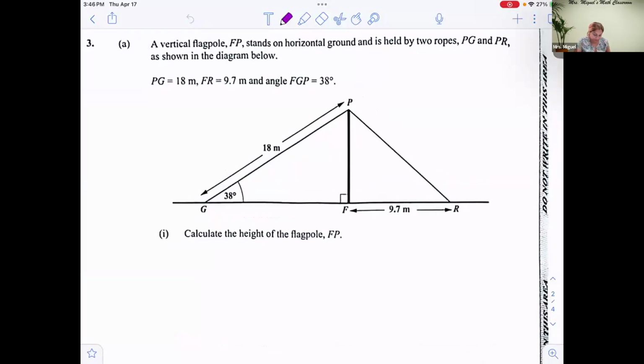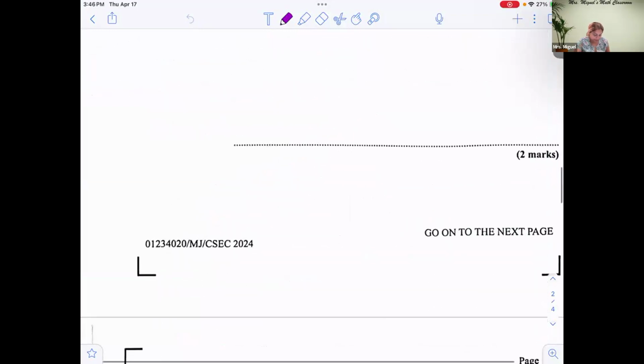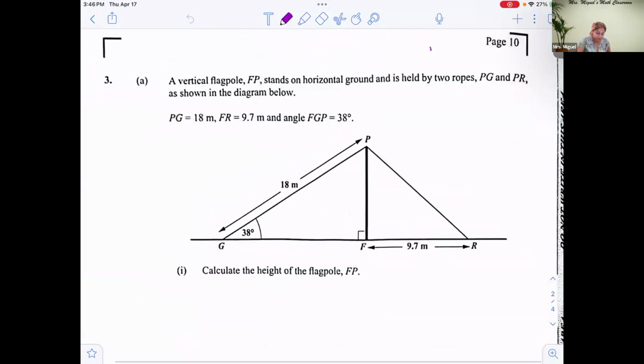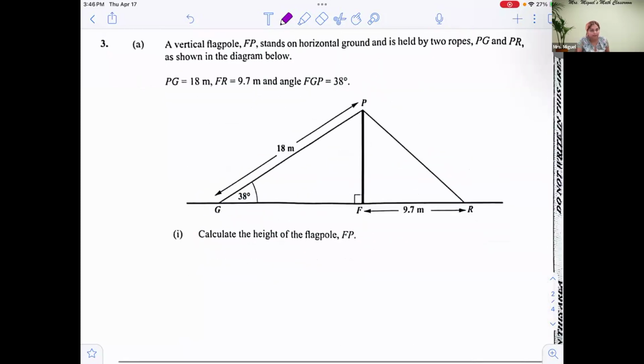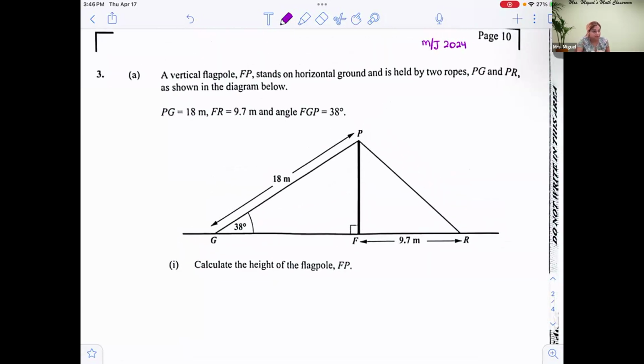What I would like you to do, this is taken from May-June 2024. I would like you to draw the triangle before we start doing it. So quickly, it won't take you long. If you have the booklet and the question isn't done, you could use it. But if you have the booklet and the question is answered, please don't use it. It wouldn't benefit you at all. If you have the booklet and the question is unanswered, it's all fine and well.